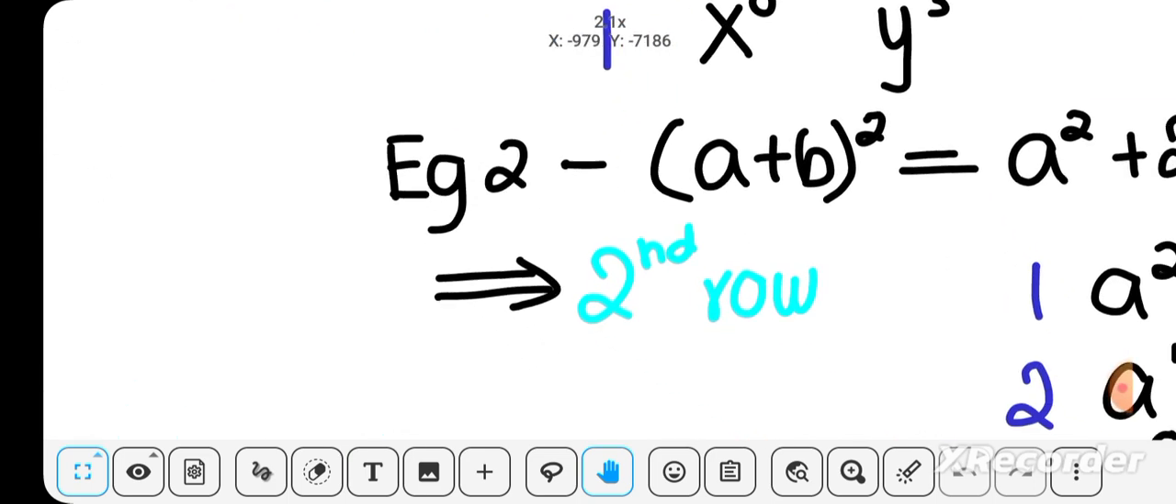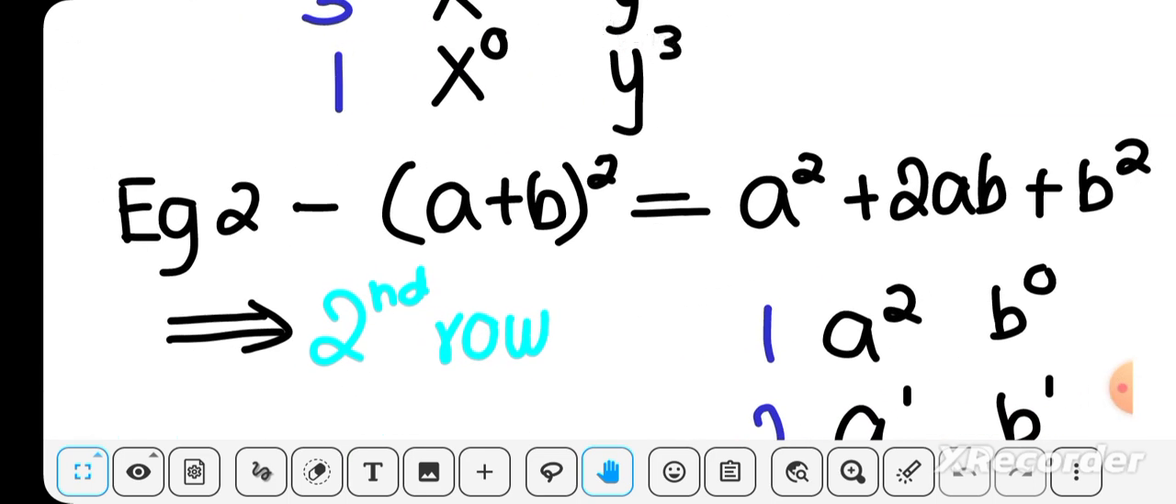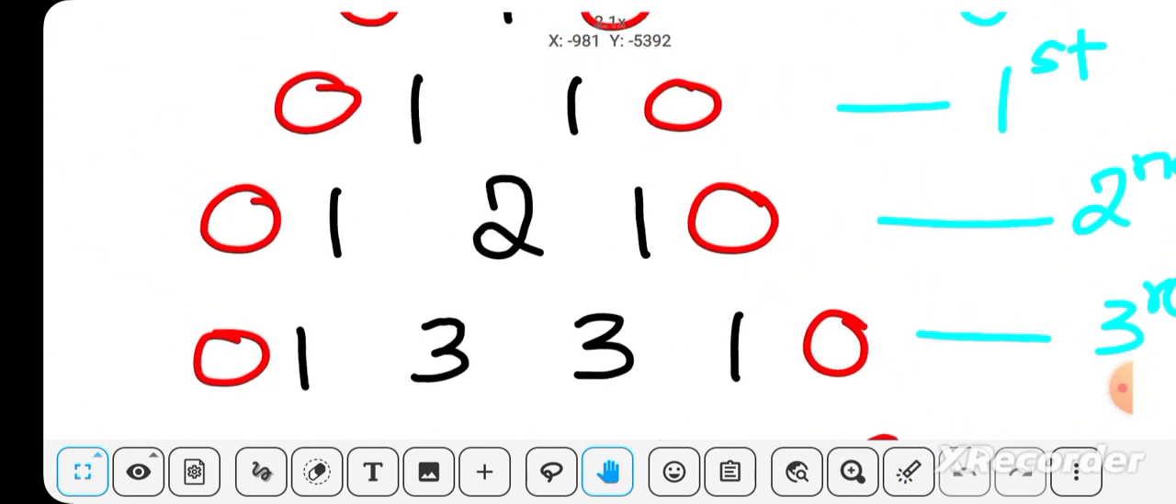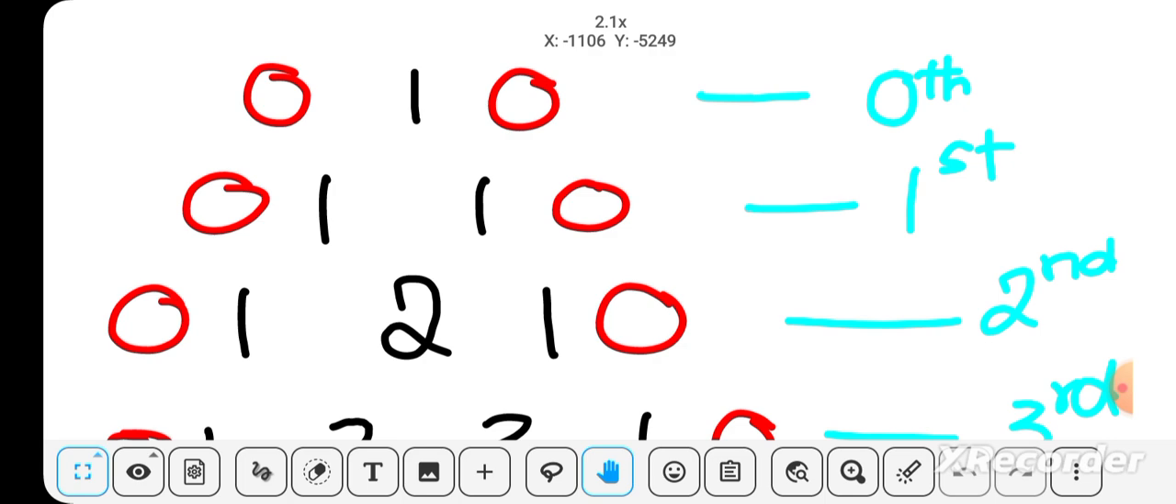So let's look at another example, and here we are expanding a plus b complete square. So let's see how we can do this. Since the power is 2, it's going to be in the second row of the Pascal's triangle. So let's go up to our Pascal's triangle, and in the second row right here we have 1, 2 and 1. We have to ignore these zeros, so the remaining elements are 1, 2 and 1.